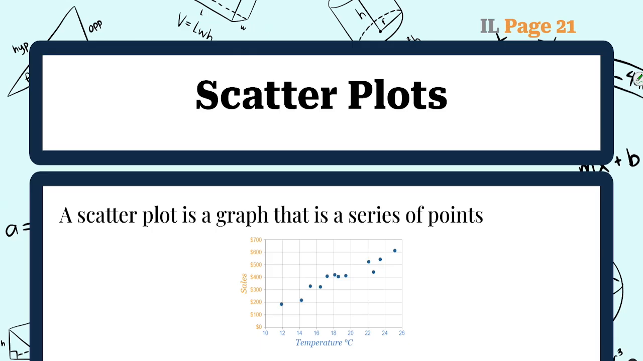Now that you have the background, we are going to turn to page 21 of your IL book, where we jump into scatter plots specifically. It's important to note that a scatter plot is a graph that is simply a series of points. It's these plotted points. It's these pairs that we've been working on, and it's just a bunch of them. On the example that I have on the board in front of me, we have temperature along our bottom x-axis, and then we have sales rising up the y-axis.